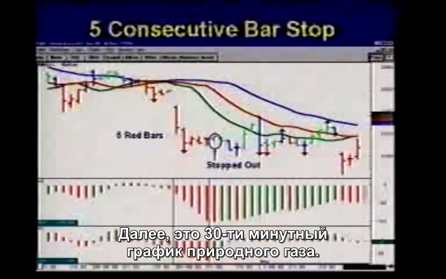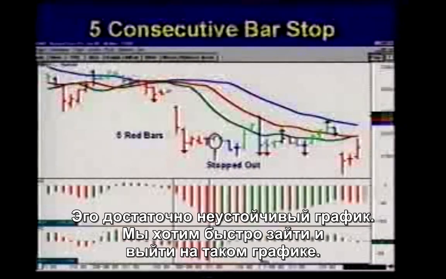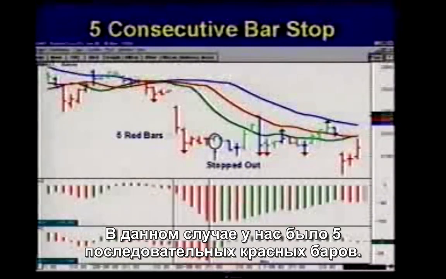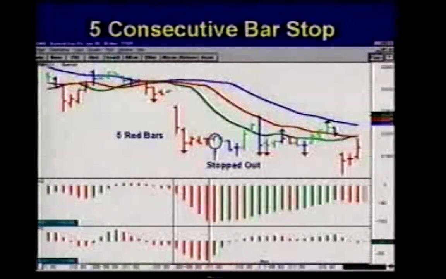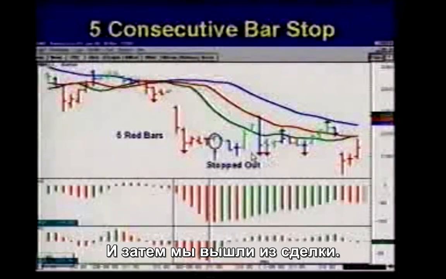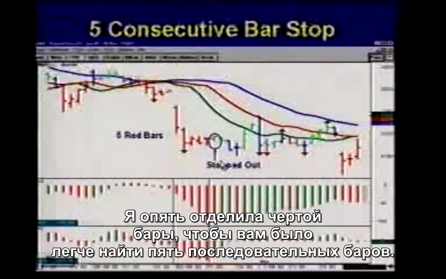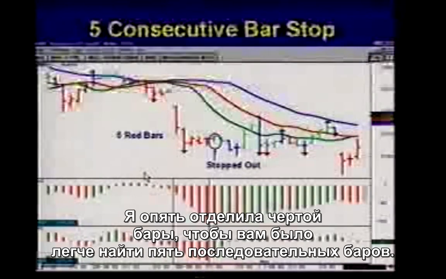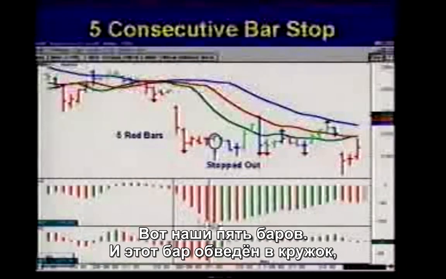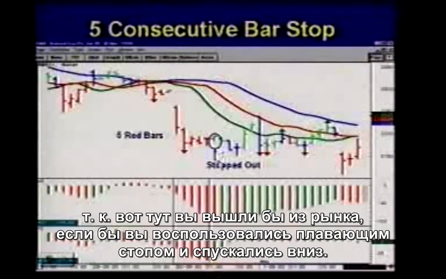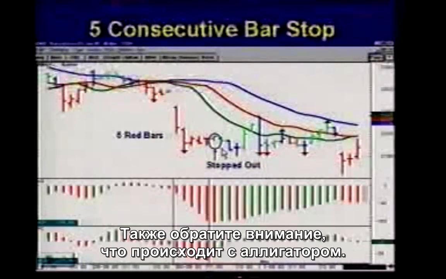Now this is a natural gas chart on a 30-minute. It's also kind of a volatile chart, so we like to get in and out of this chart. In this case, we had 5 consecutive red bars, and then we were stopped out. Now, I put the lines here again because it was a little difficult finding your 5 consecutive bars. Okay, so here's our 5 bars, and this one is circled because this is where you were stopped out if you'd have used a trailing stop coming down.